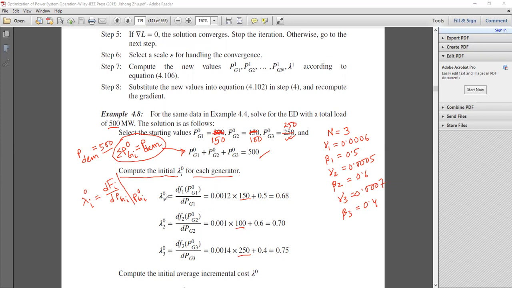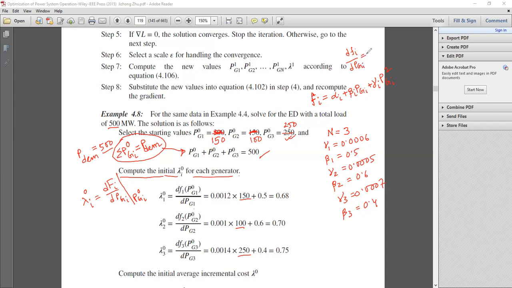So now let's calculate lambda 1 0. So this is df1 over dpg1. So if you calculate df1 over dpg1, what was your f1? Remember, what was fi? fi was alpha i plus beta i pgi plus gamma i pgi squared. Okay. So this was fi. Now, if I'm looking for dfi, what would be dfi? So dfi, okay, let's make it small because here it is shown as small. So dfi over dpgi would be what?